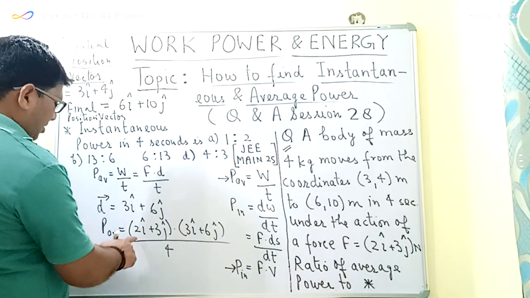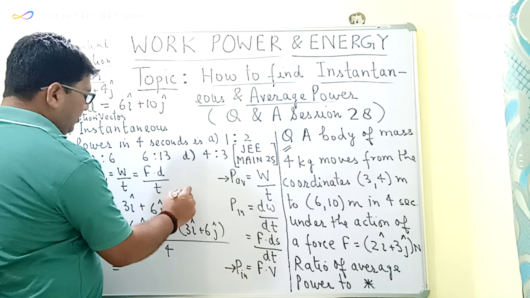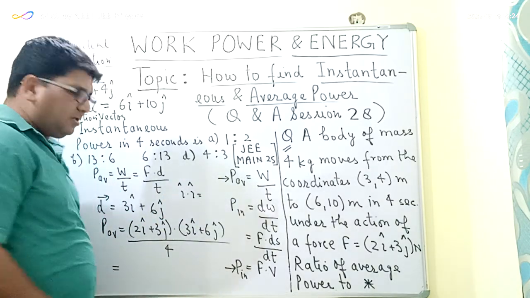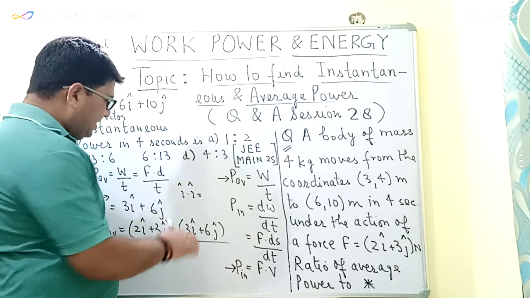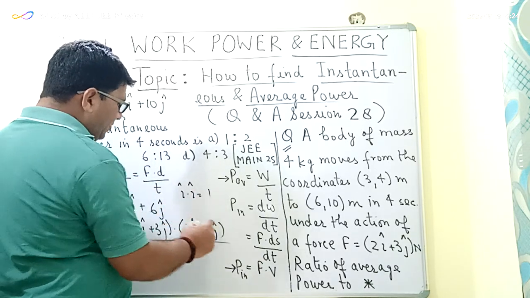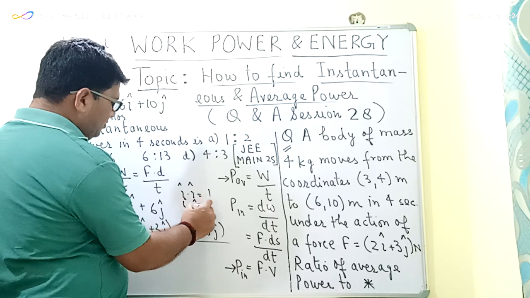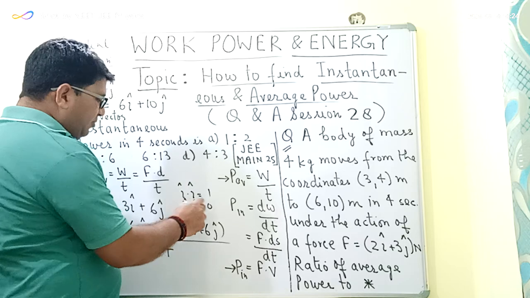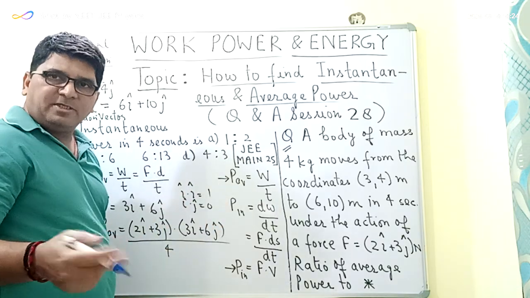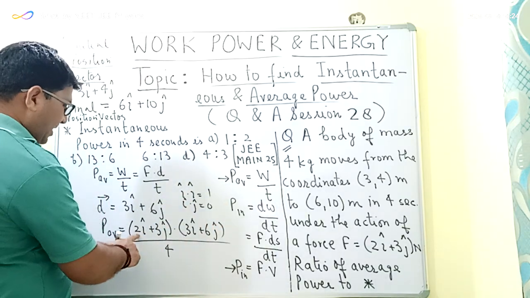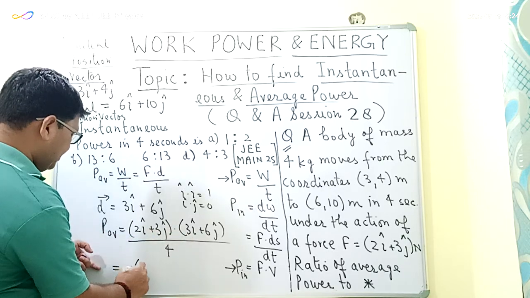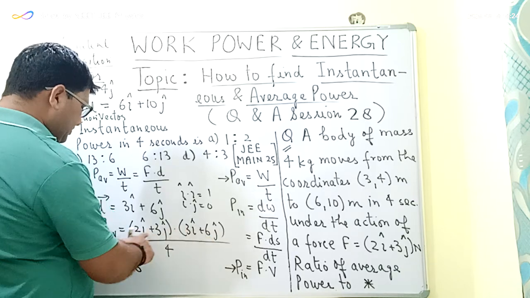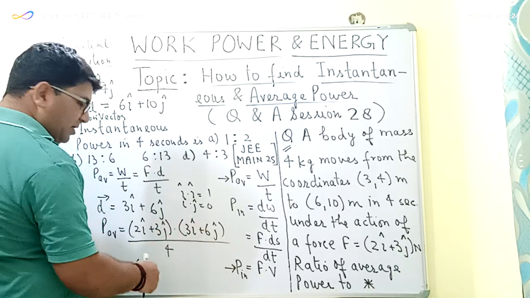Now I am not going into deep details from the topic of vectors. I hope everyone knows that the value of i cap dot i cap is equal to 1, i cap dot j cap is equal to 0, similarly j cap dot i cap is also equal to 0, j cap dot j cap is equal to 1, and k cap dot k cap is equal to 1. So 2i cap dot 3i cap will be equal to 6, because i cap dot i cap is equal to 1. Now i cap dot j cap is equal to 0, so the multiplication of these two will give us 0.